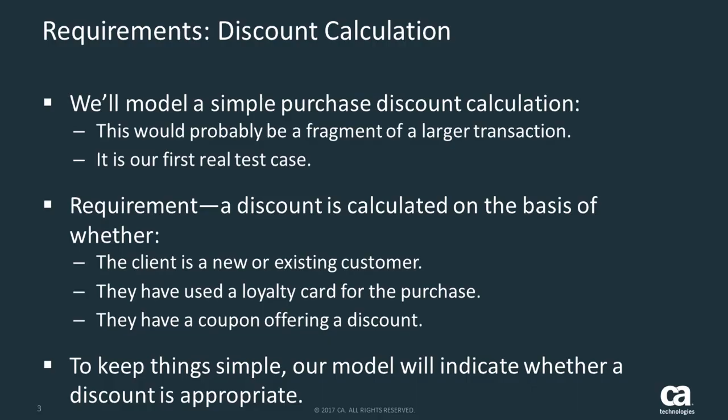And we're not going to look at the actual calculation of the discount. We're just going to look at whether the three decisions that are made in the feature influence the discount calculation. So we'll just capture the information on whether a client is new or existing and so on, and then report that as an expected result. It's the same process if you were doing a real calculation.